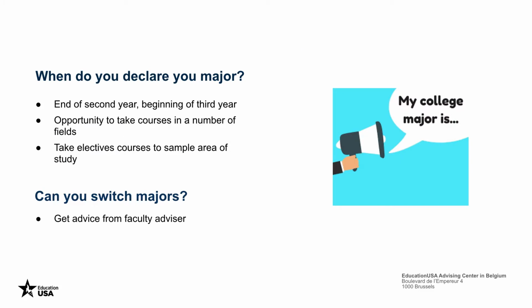When starting college, many first-year students do not have the answer to their question and are undecided about their major. No need to panic. Most four-year colleges expect you to declare your major at the end of your second year or beginning of third year. This will give you the opportunity to take more courses, including liberal arts courses, before settling.